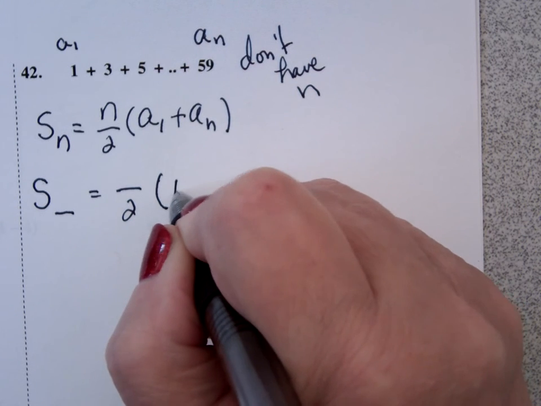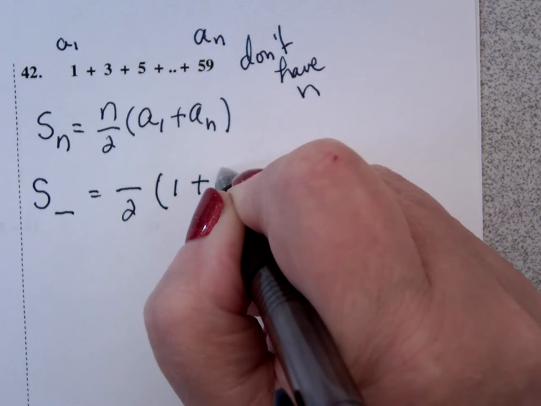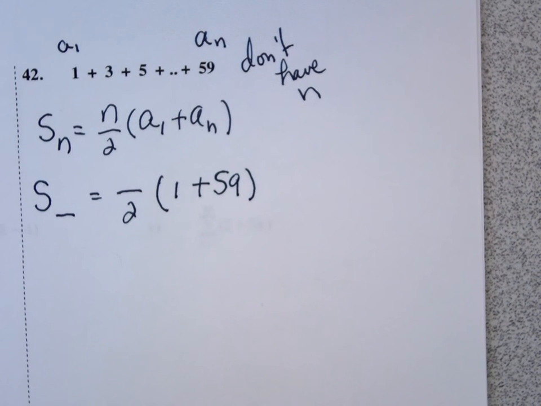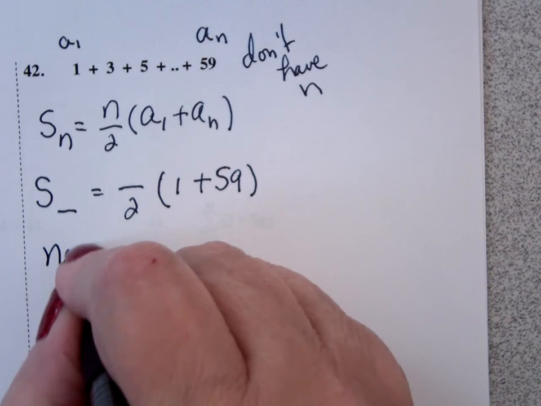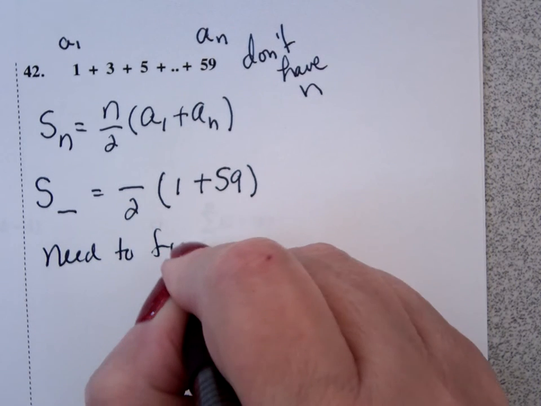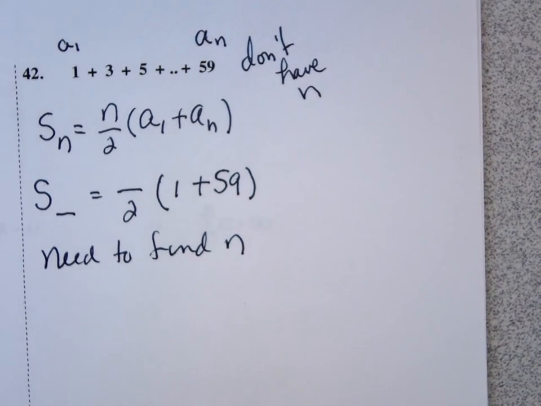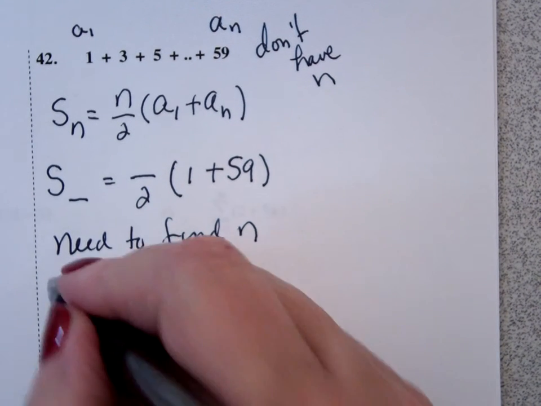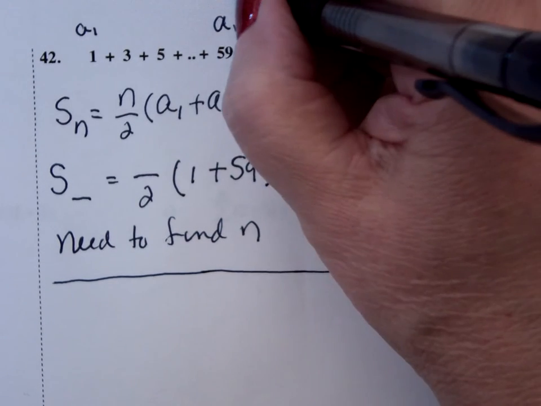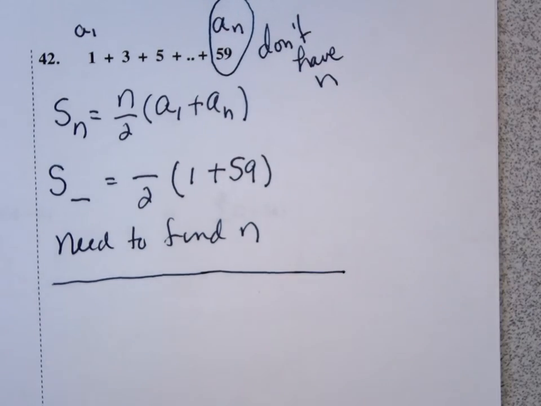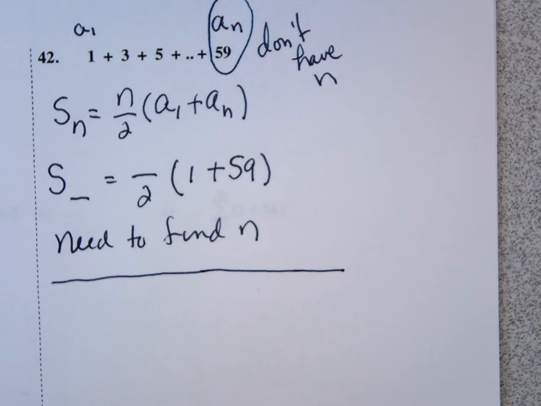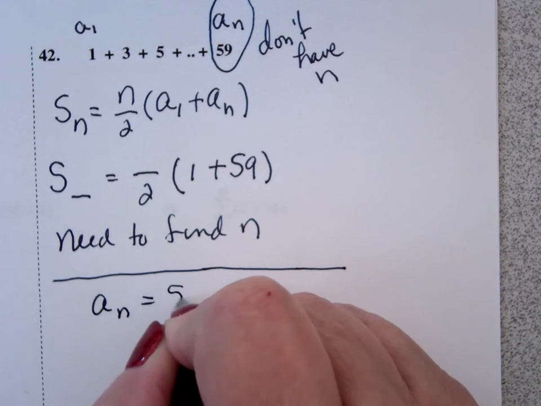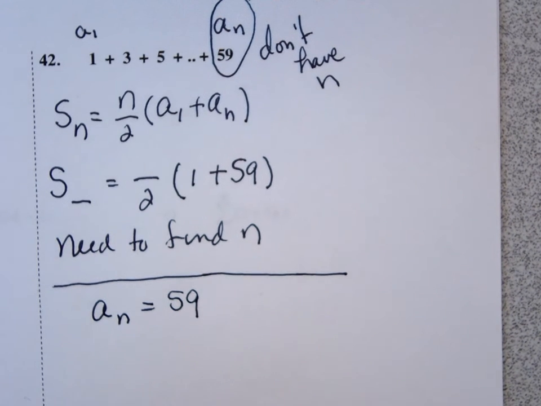A sub 1 is 1. A sub n is 59. That's the first plus the last, but I got to find n. In either formula, I need to know how many terms I have. Well, that's easy enough. And you're going to say, well, why? Because I know that the last term is 59. So if a sub n is 59, I need to know what n generates that number.